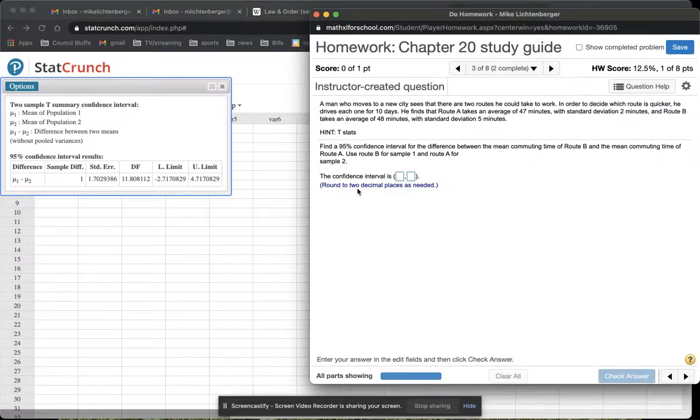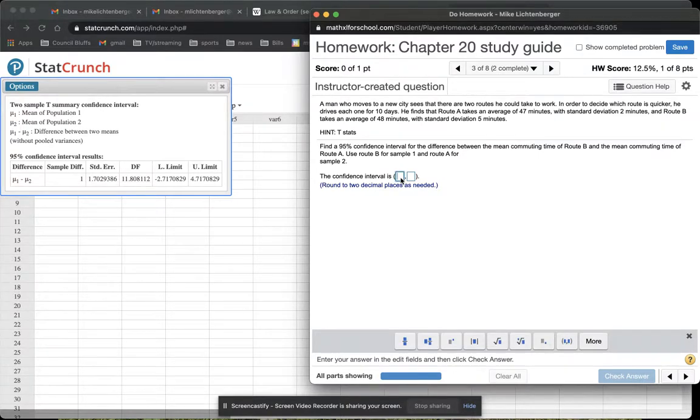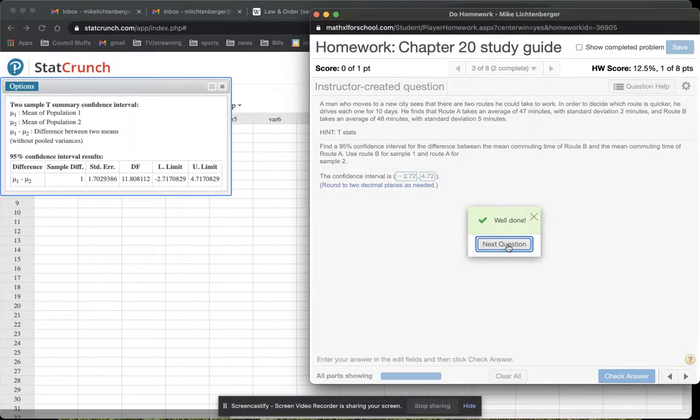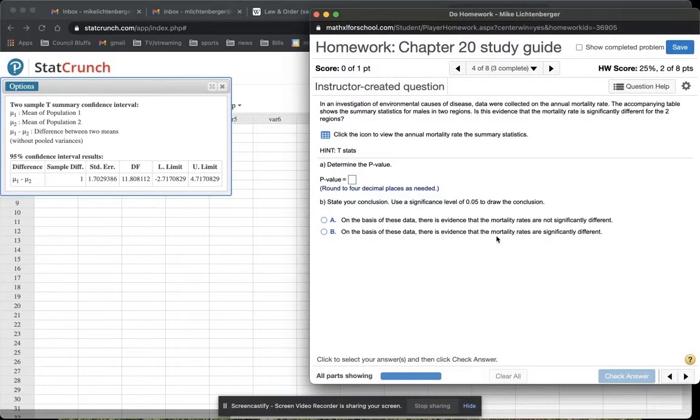Okay. Round to 2 decimal places. So my lower limit is going to be negative 2.72. And the upper limit is going to be 4.72. Okay, number 4.